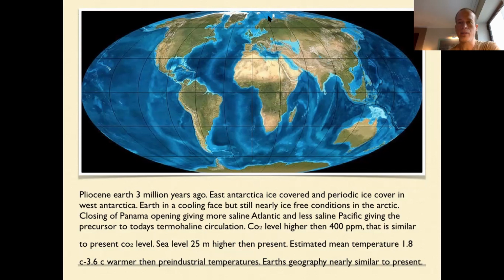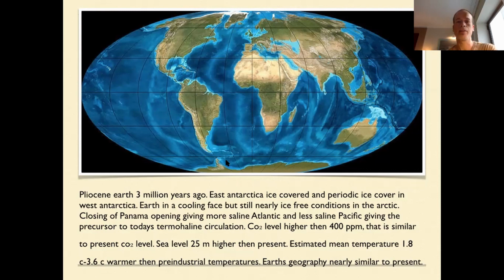The Arctic was ice-free at this time. There were no big glaciers on Greenland, and no permanent ice in the Arctic. The Antarctic was covered in ice, but it was warmer. What that meant is that East Antarctica was covered in permanent ice, but West Antarctica had fluctuating ice sheets. That is, sometimes the ice collapsed, and then when it got colder, it would form again.